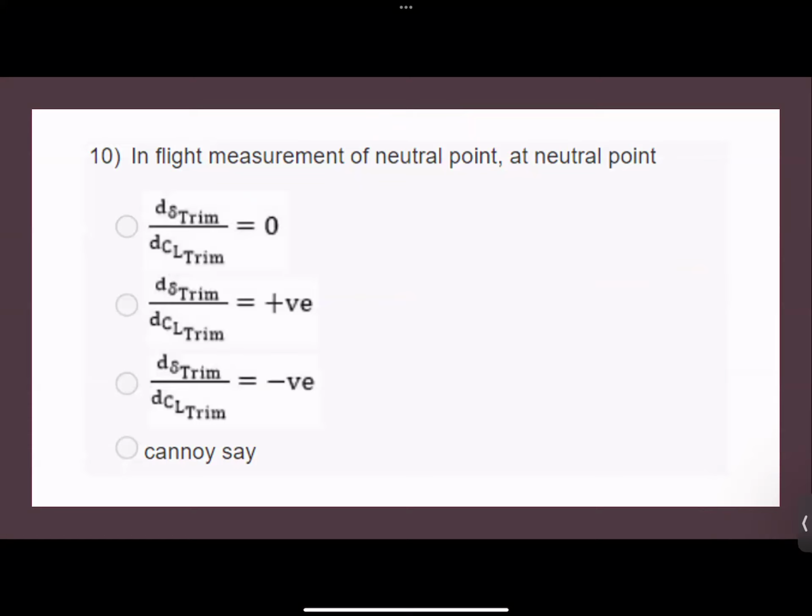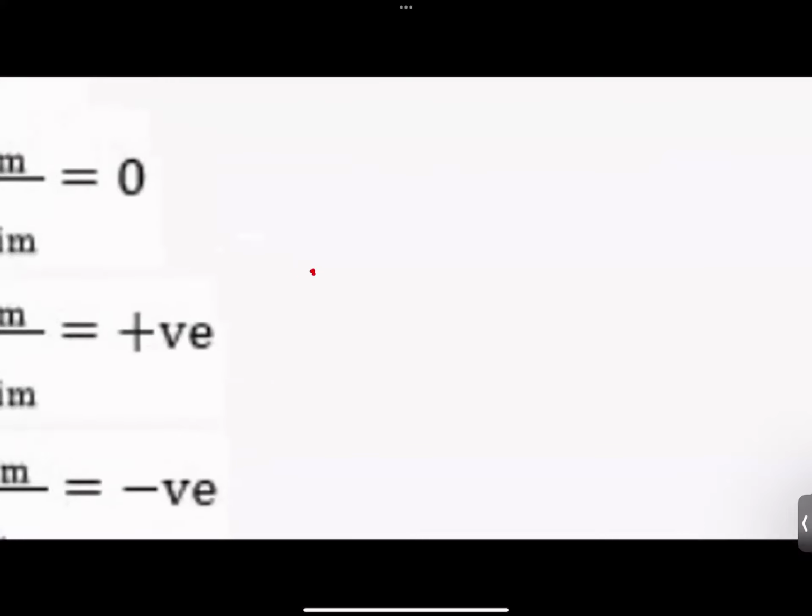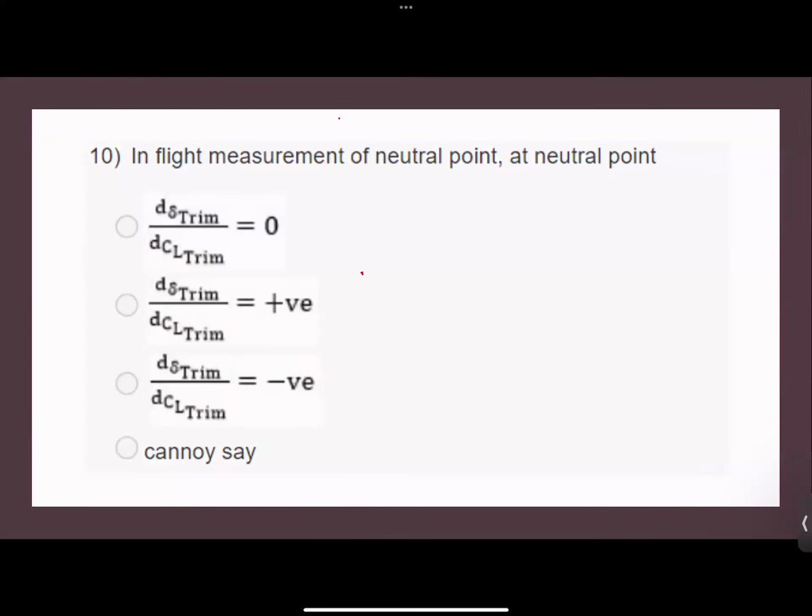So in flight measurement of neutral point, at neutral point, which of these relations hold true? d delta E trim by dCL trim, is it 0, positive, negative, or you cannot say? At neutral point. This is d delta E trim. I don't think it's written correctly. So our notation is d delta E trim by dCL trim.